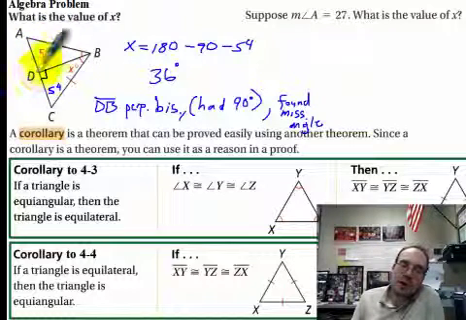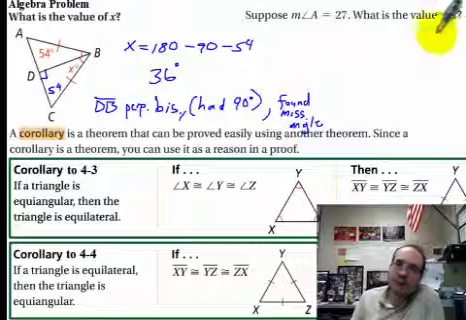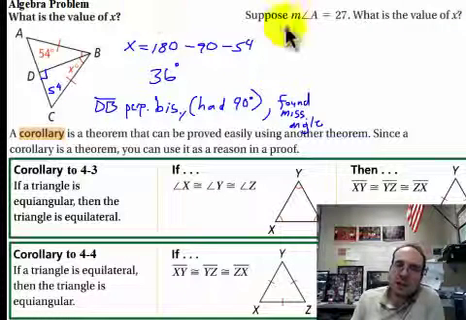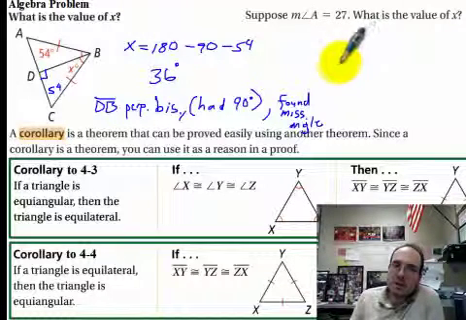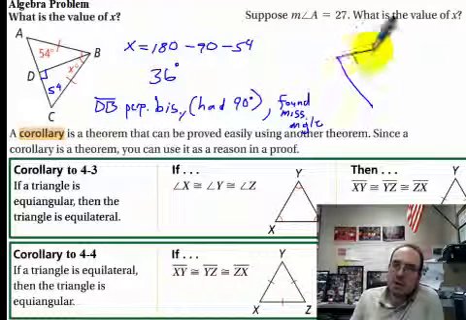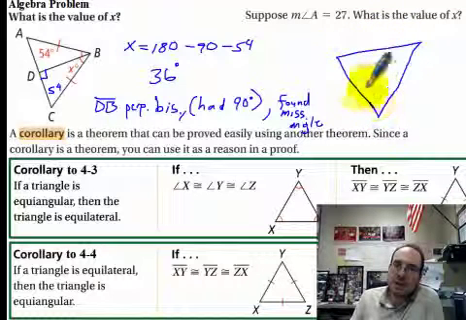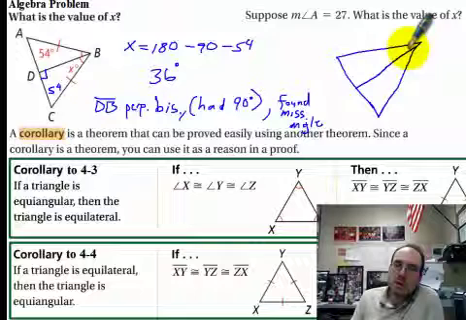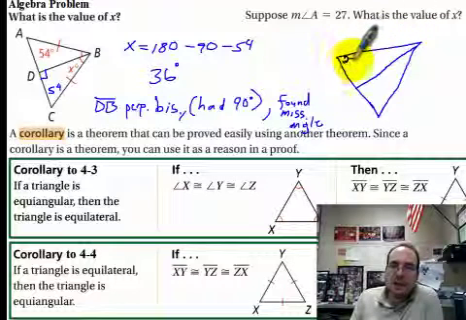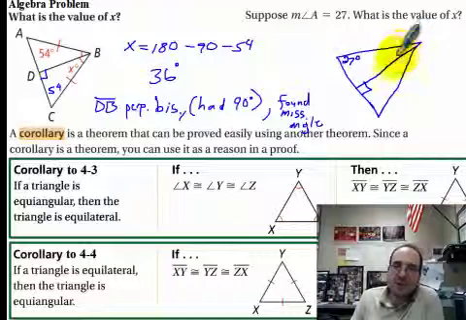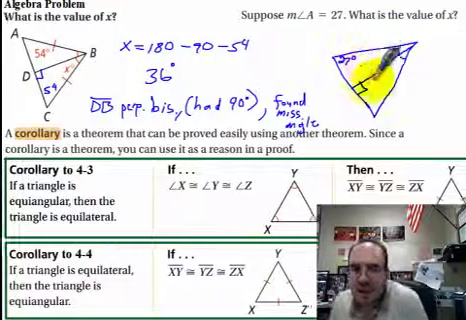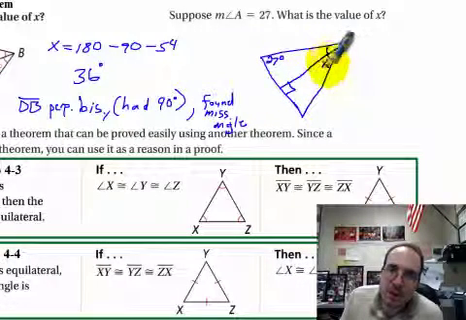Okay? Now, it says, suppose the measure of angle A is 27. What's the value of x in that case? Well, I'm going to draw a new picture. So let me do that. Here's a new picture. And A is 27 degrees. This is still a perpendicular bisector because that cuts it in half. And this time I want to know what x is up here.